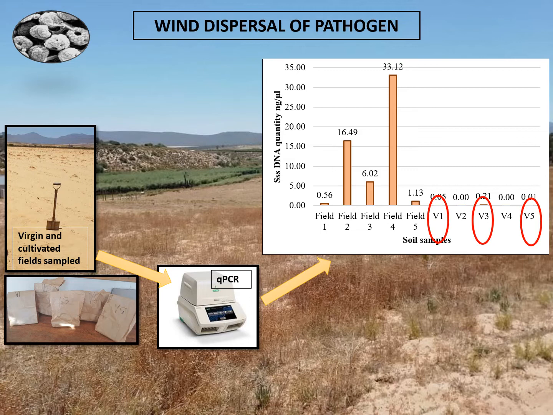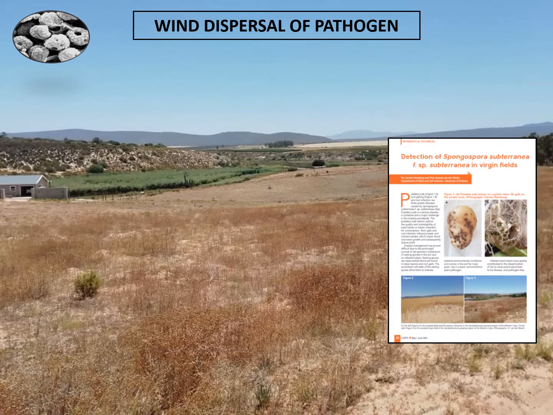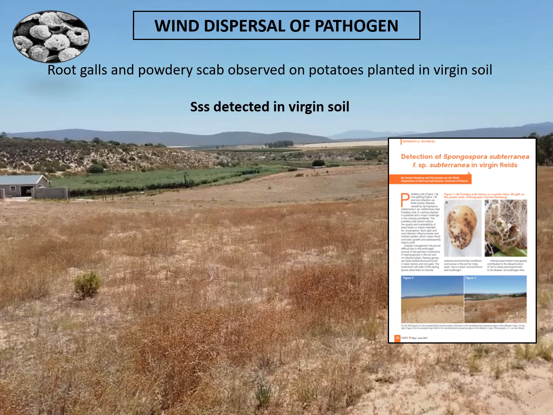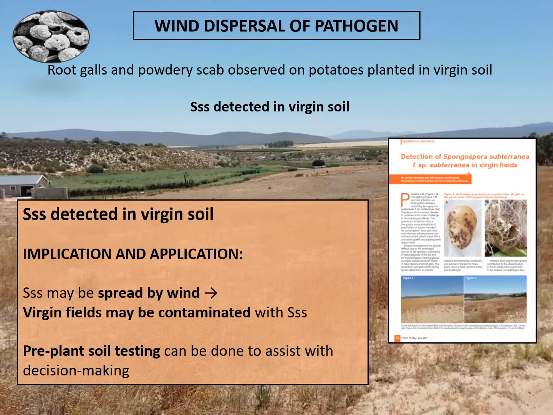And this essentially is a worry, because what this tells us is that Spongospora may be spread by wind, and therefore we essentially don't have any virgin fields that, if they're close to a potato field, are entirely free from Spongospora. So one should always, if you're planting in a virgin field that is close to a potato field, consider it a medium risk, as the pathogen is windborne.